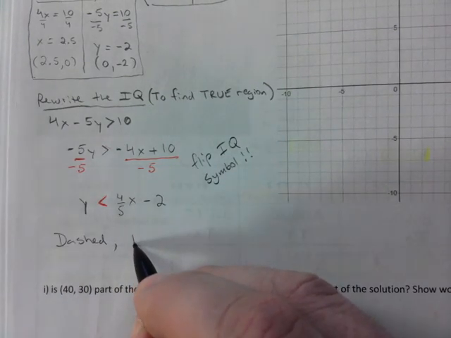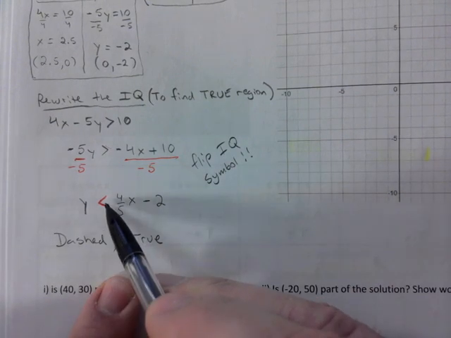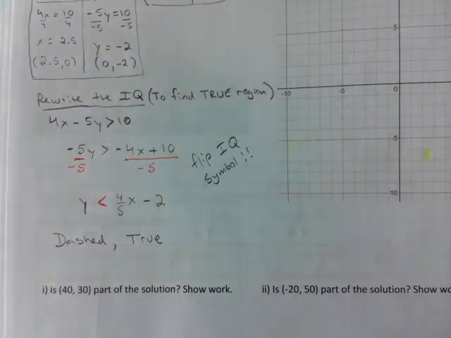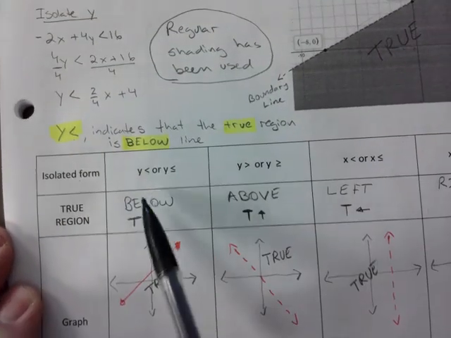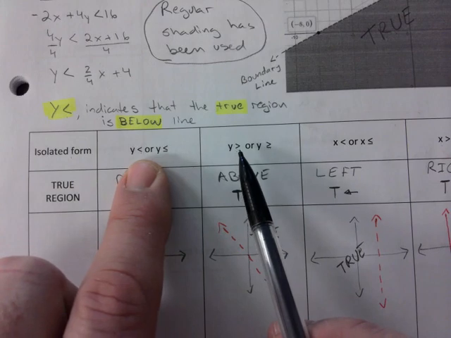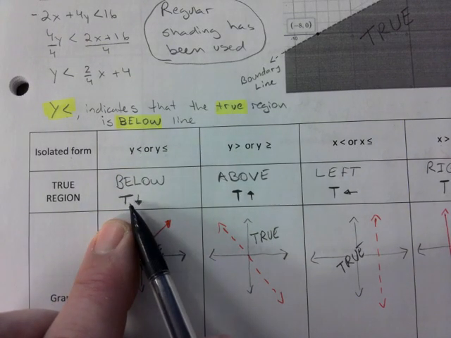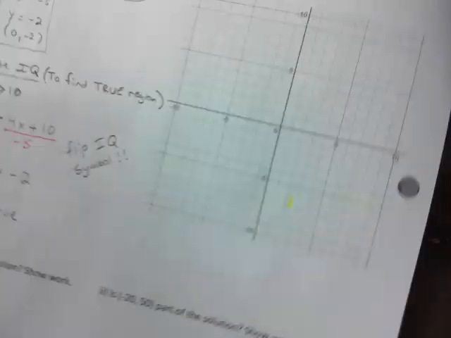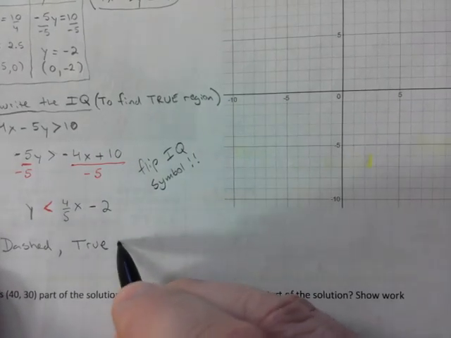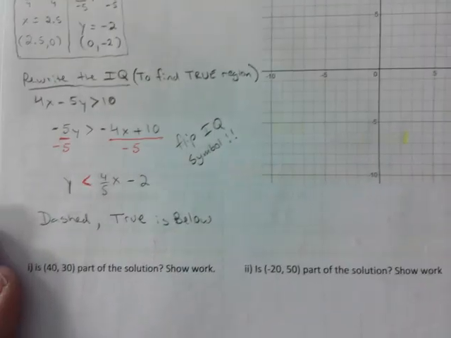And then I'm going to say true is, if it's y is less than, where's the true region? I actually want you to use your notes for this one, because I'm going to go back here. Which one of these two am I dealing with? I'm dealing with y is less than, right? So the true region is below the line. I'm going to go back. After a while, you're going to be champs, right? True is below. Oh, sorry.